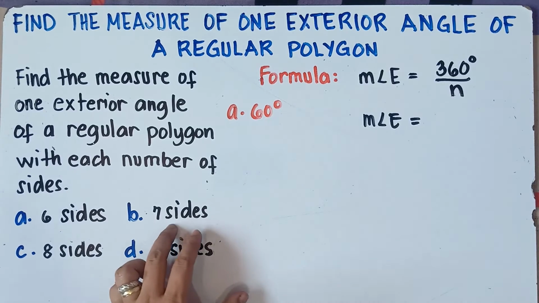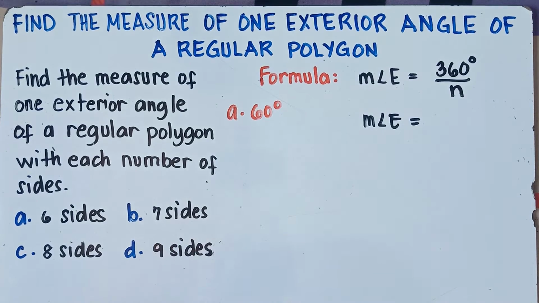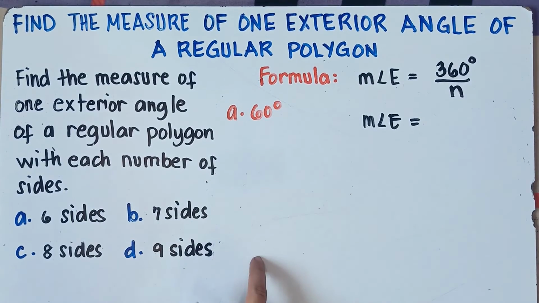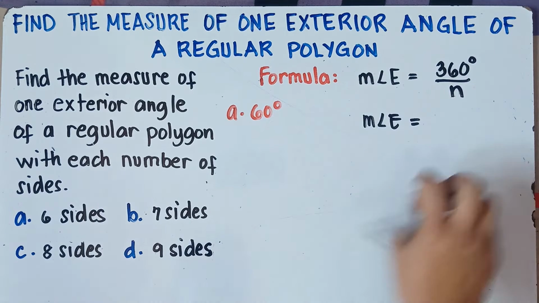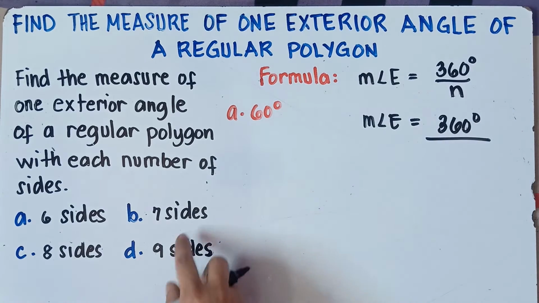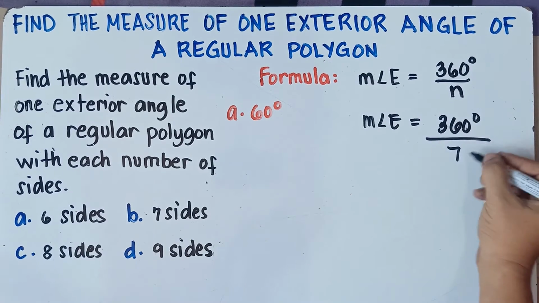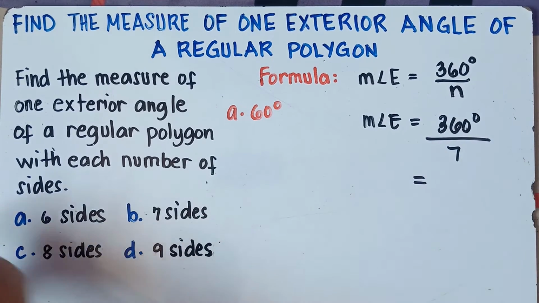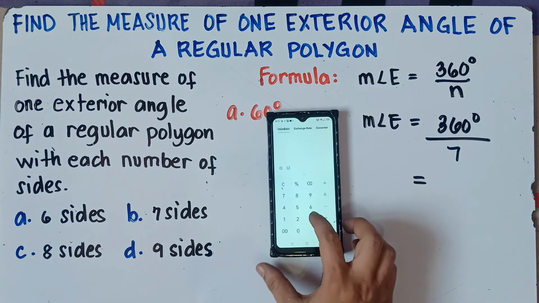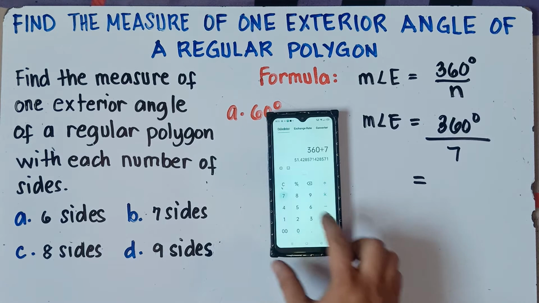So what do you call, class, a polygon with 7 sides? That's correct, that would be heptagon. So this is a regular polygon, this will be a regular heptagon. So each exterior angle must be congruent. So simply use this formula, 360 degrees divided by our n, the number of sides, that is 7. So 360 divided by 7. So let's use our cell phone.